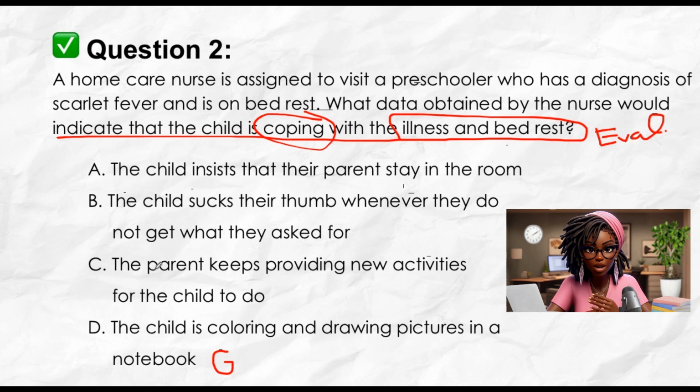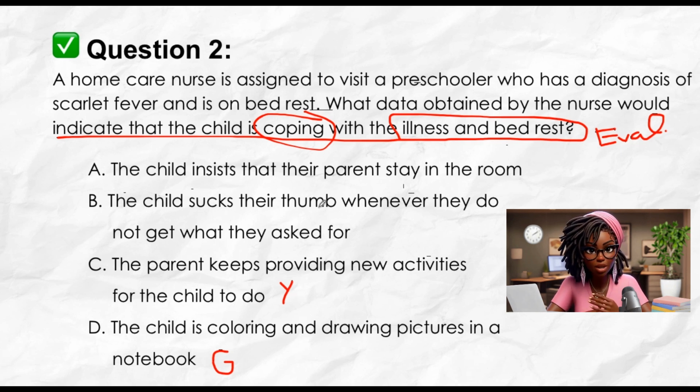C, where the parent keeps providing new activities for the child to do. This is about the parent's behavior, right? It's really not about the child's coping mechanism, even though it shows effort of the parent to stimulate the child, which is good, right? We do not know if the child is actually responding. So this is not the best evidence that the child is actually coping. So I would say that this is a yellow zone because I would need to monitor more closely to see if the child is responding to the parent. Okay.